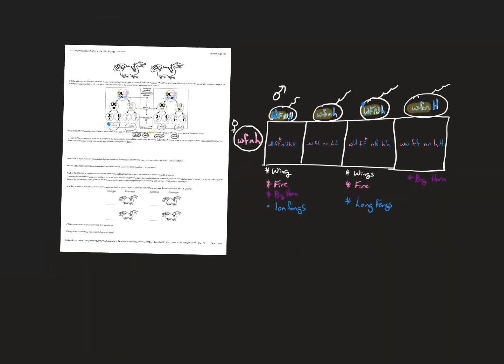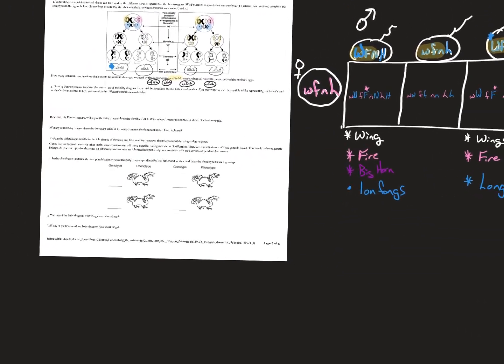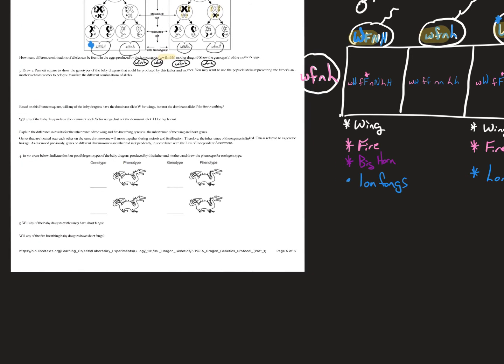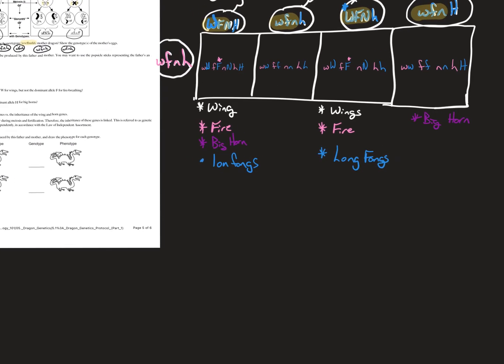And those are your dominant phenotypes. The question they ask here is, will there be any? The answer is yes. But it says there'll be 2 that have wings, and the question is, will there be any dominant allele for wings, but not dominant for fire breathing? Well, this has wings and fire, and this has wings and fire, so the answer is no. There are none that would have wings, but not have fire breathing.